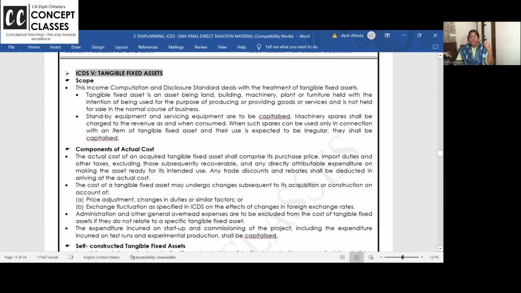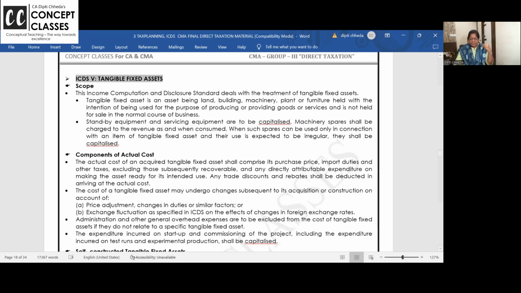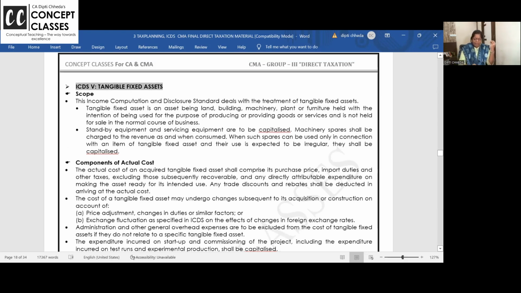Tangible fixed assets, so everything is the same except one point. I would emphasize and talk about it. First of all, ICDS 5 is applicable for capitalizing the assets which are used for business for long term. Standby equipments and service equipments are also capitalized. Now they can ask you a small question for machine spares in business. If spares are put in P&L account, are they allowed as revenue expense? Answer is yes.